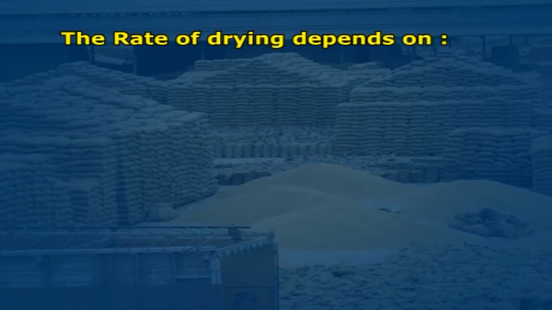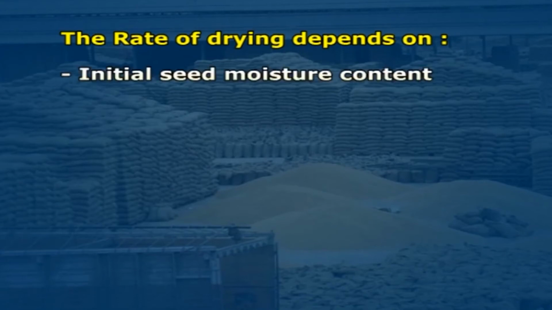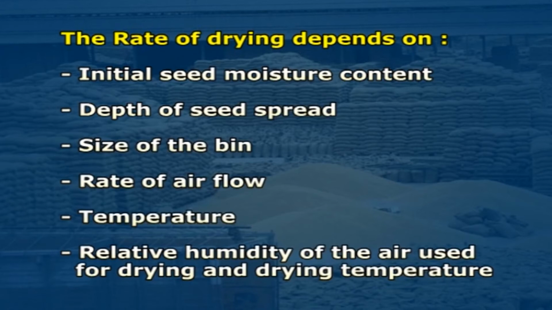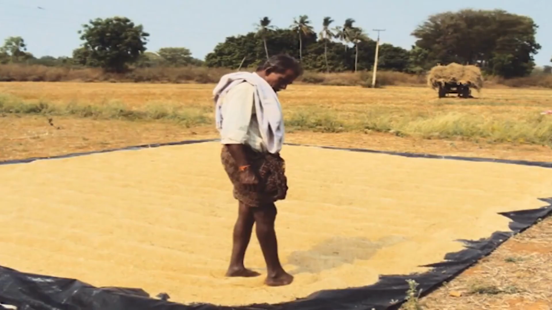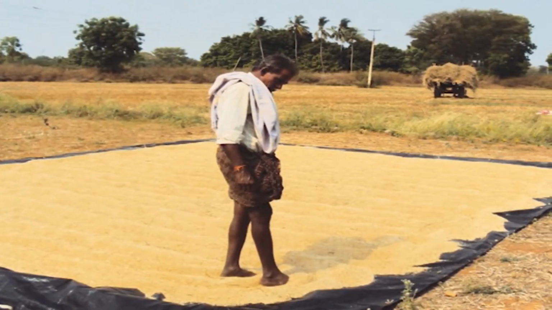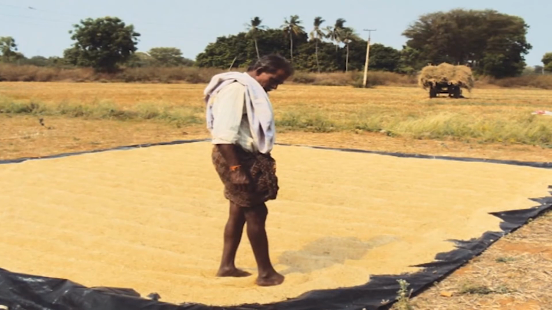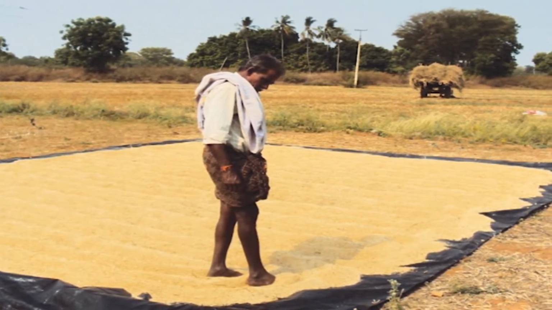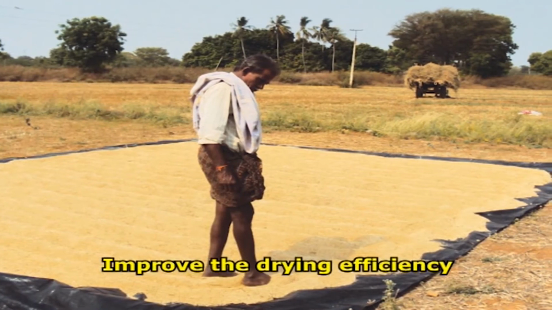The rate of drying depends on the initial seed moisture content, depth of seed spread, size of the bin, rate of airflow, temperature and relative humidity of the air used for drying, and drying temperature. All these factors affect the rate of drying. The job of the seed producing unit manager is to monitor the required levels to improve the drying efficiency.